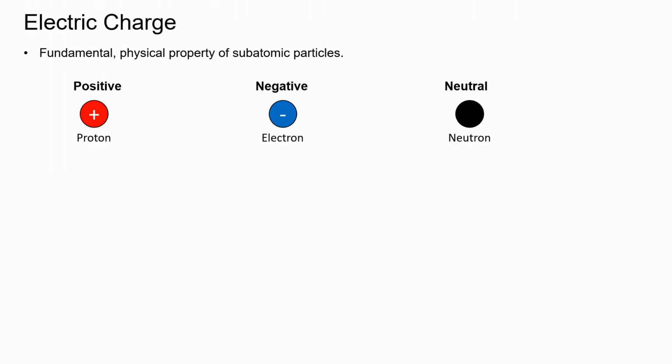Electric charge is a fundamental physical property of subatomic particles. It comes in two different types, positive and negative charge. Positive charge is associated with the subatomic particle, the proton, and negative charge is associated with the electron. Now there is a third subatomic particle that is the building block of all atoms and matter. That will be the neutron, but the neutron, as the name suggests, is neutral, so it has no electric charge, and therefore we don't really work with it at all.